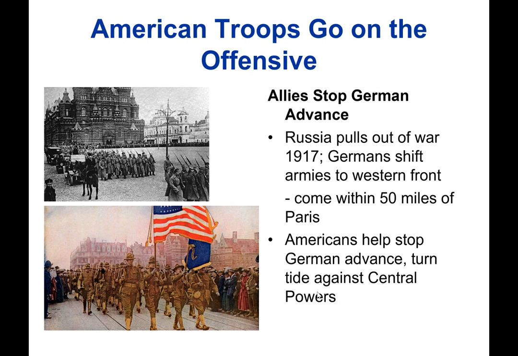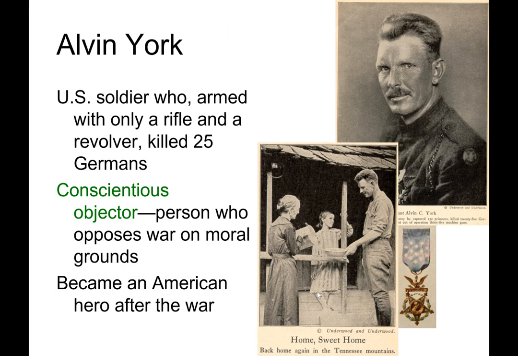American troops go on the offensive. So the Allies want to stop the German advance. Russia pulls out of the war in 1917. Germans shift armies to the Western Front, and they come within 50 miles of Paris. Americans help stop this advance, and they turn the tide against the Central Powers.